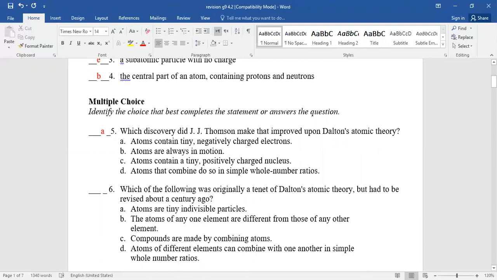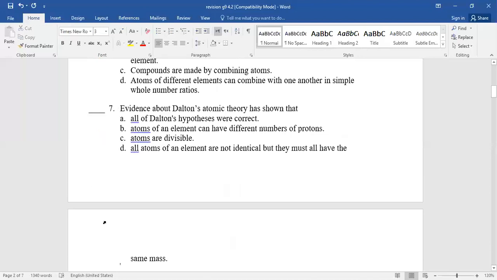And why A? Because we said that it was indivisible, but we found that the atom is made from subatomic particles, so it's divisible. The subatomic particles are called protons, neutrons, and electrons.